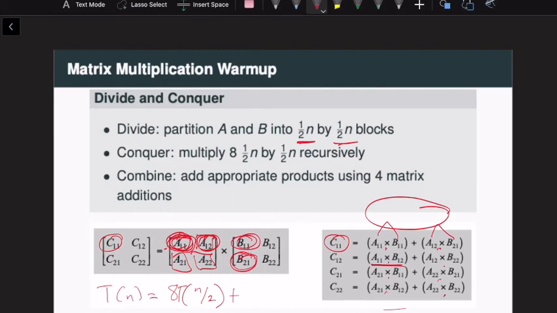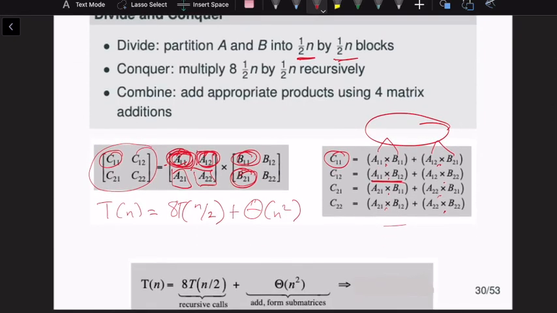And for additions, we still have to compute by adding up each one of the elements of this big C matrix. And this big C matrix still has n squared elements. So we're still going to have n squared additions that we're going to have to compute. It's a constant times that. So what we have is our recurrence: T of n equals 8 times T of n over 2 plus theta of n squared.